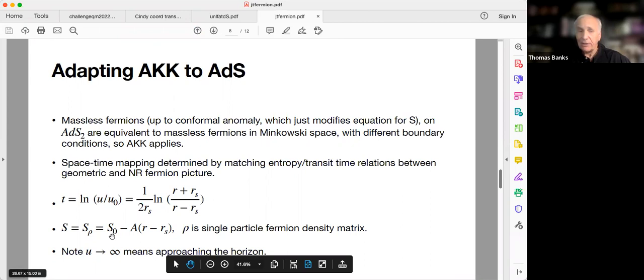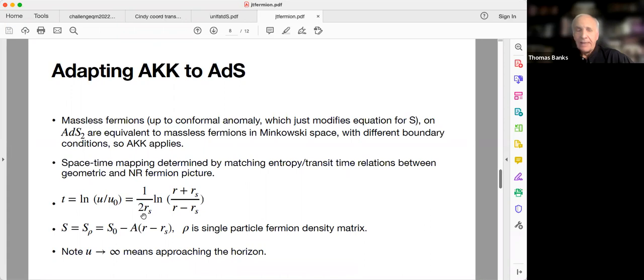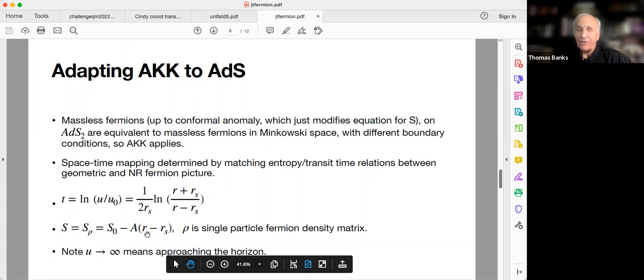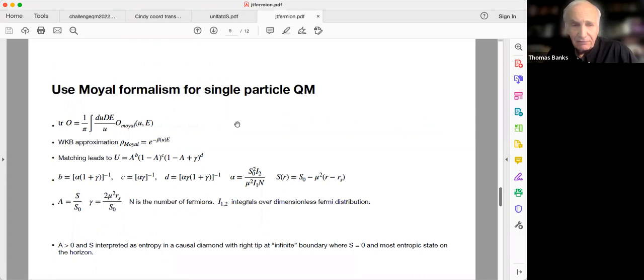So the main calculation that we did was to find a quantum mechanical density matrix rho such that its entropy gave you the same formula using this relationship between time and radius and U. This relationship gives you a relationship between U and R. This relationship gives you an entropy as a function of R, and both relationships have to match. So we did that.